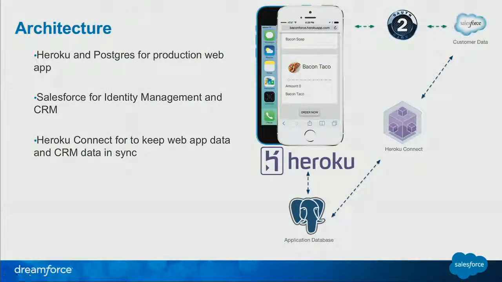So this is the architecture. I think you can see it. Like I said, I'm using Postgres for the database, the production web database, and I'm using Salesforce for identity management with connected apps and customer communities licenses, and then that Heroku Connect layer to move the data back and forth between Postgres and Salesforce, so that I have my customer data being synced down to Postgres, and I have my order data being synced from Postgres back up to Salesforce.